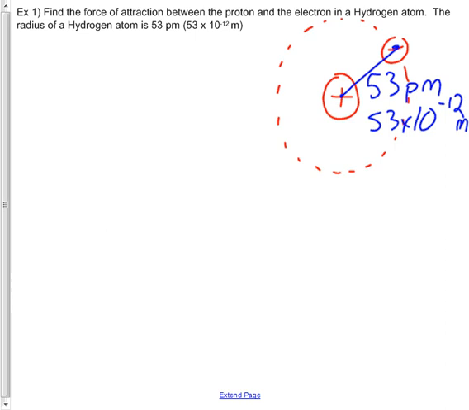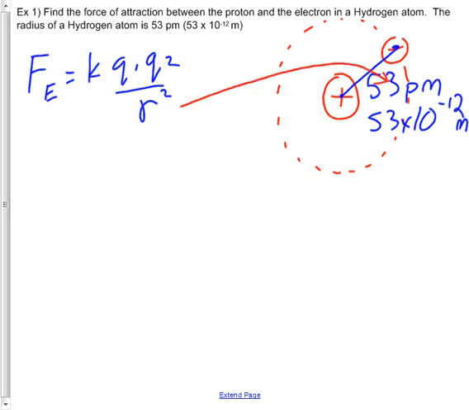A very, very small distance, but these charges are there, and we want to see what sort of attraction is going on between the positive and the negative. These are charges, so we're dealing with Coulomb's law: K Q1 Q2 over R squared. There's R right there, 53 picometers, but we have to put it in SI units, so 53 times 10 to the minus 12 meters. For the charges, this is an electron and this is a proton. Just like every electron has an identical mass and every proton has an identical mass, they also have identical charges.